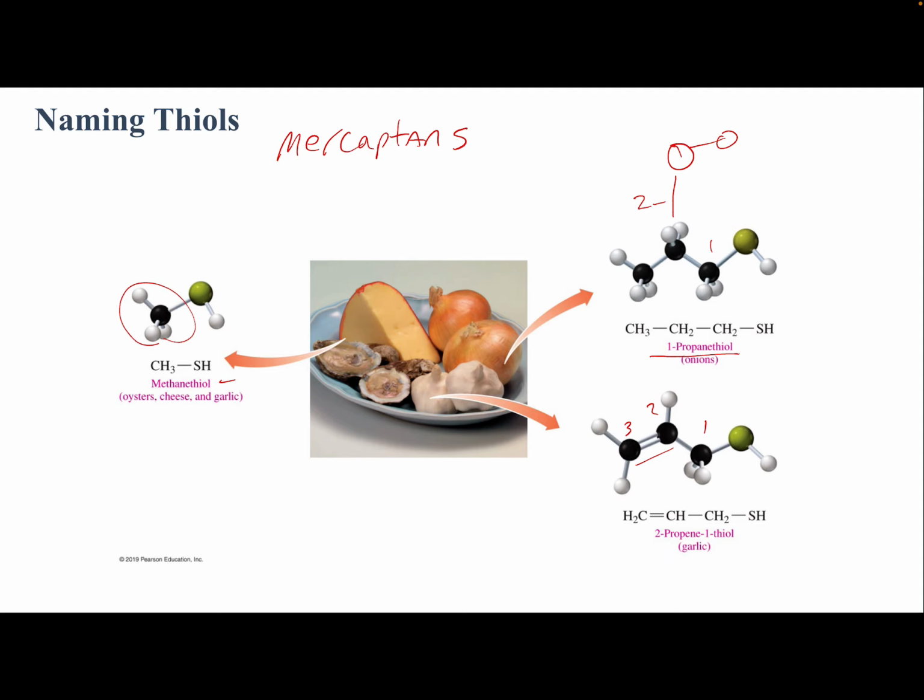Okay, yeah, 2-propene-1-thiol. And that one's found in garlic. So garlic, onions, and cheese here, you can see, contain all of these thiols.